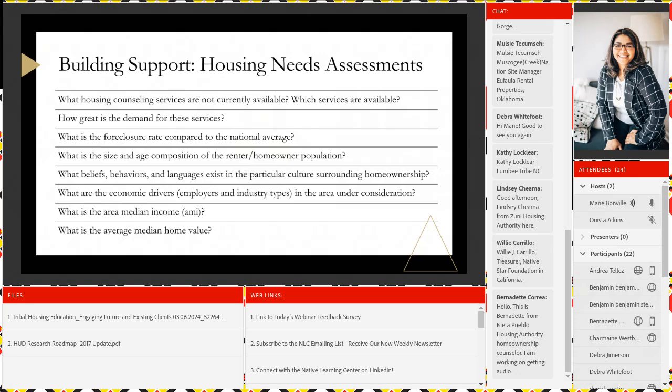What is the demand for these services? Any foreclosure rates you can compare? How about the size and the age of the renters and the homeowners, the condition of the home, the size of the area in which you have to develop? Things like that are all important. But then what beliefs, behaviors, or language barriers exist in terms of the culture surrounding homeownership or rental, right?